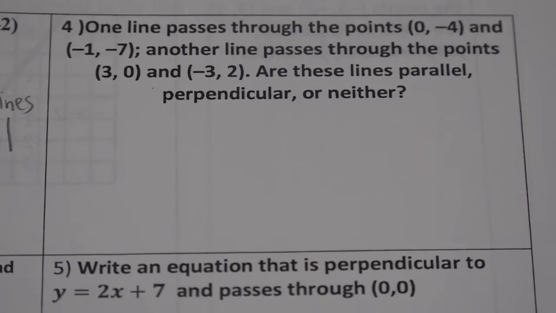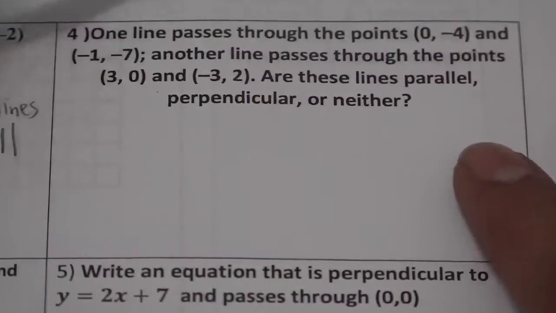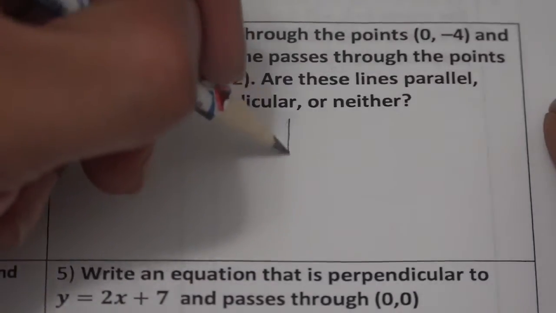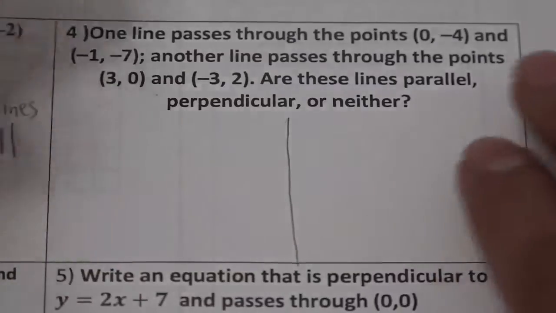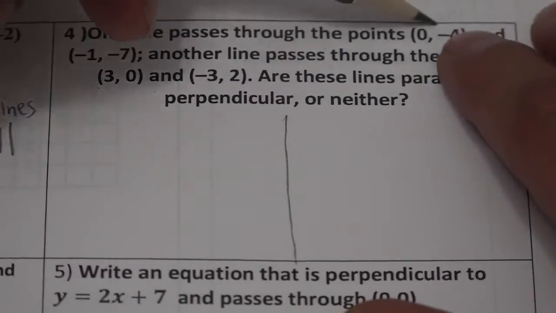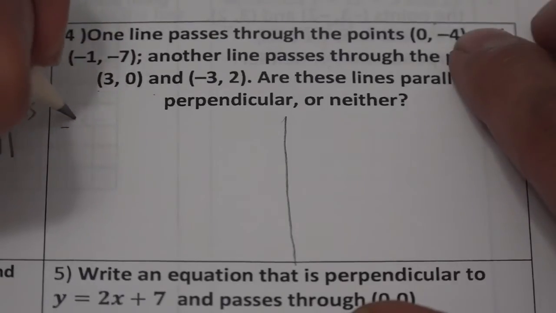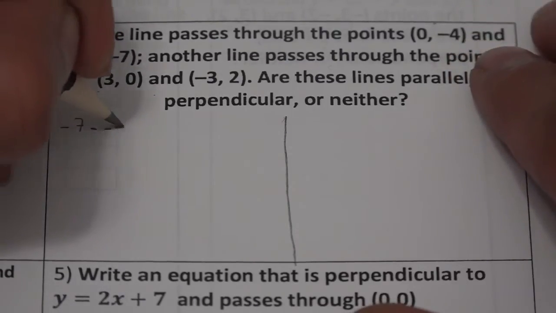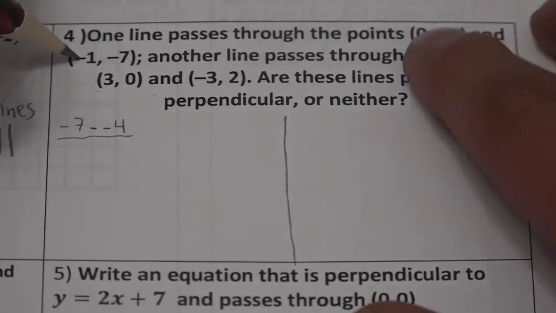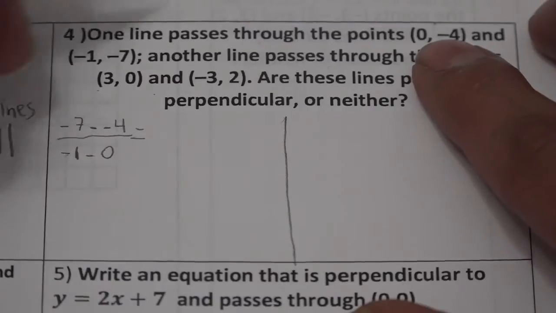Okay, one line passes through the points 0, negative 4 and negative 1, negative 7. Another one passes through these 2 points. Are these lines parallel or perpendicular? Well, we need to do the same thing. We need to calculate the slopes. I'm going to divide this for the 2 to see whether the lines are parallel or perpendicular. So let's find the slope over here. These are going to be the 1s and these are going to be the 2s. So I'm going to have y2 minus y1, so negative 7 minus negative 4, over x2 minus x1, negative 1 minus 0.